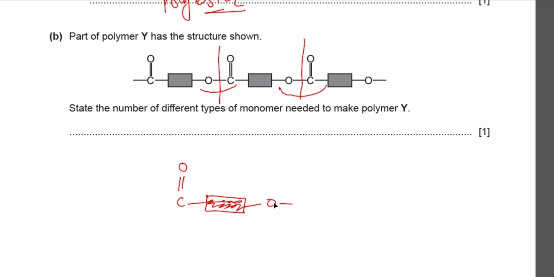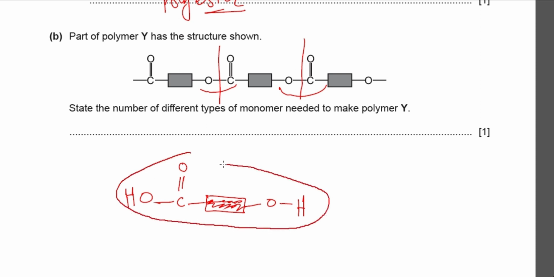To the side where you see C double bond O, which is acidic, attach OH, and to the side where you see O that belongs to alcohol, attach hydrogen. So you can see all are similar and you will get the same type of monomer. So here the question again, state the number of different types of monomers. I can say only one type of monomer is used to produce this part of the polymer chain.